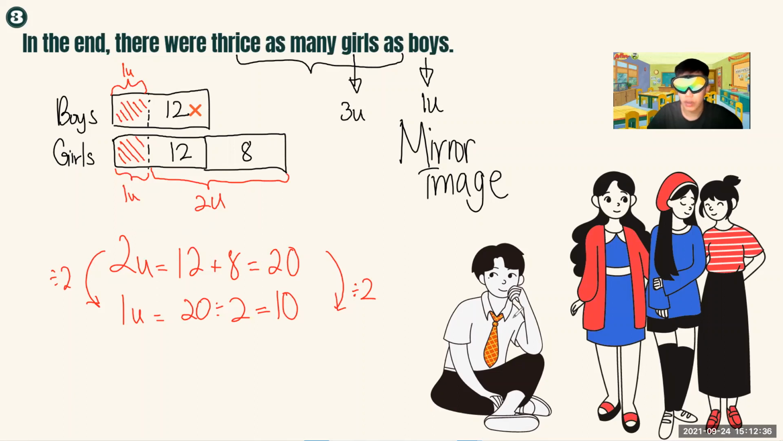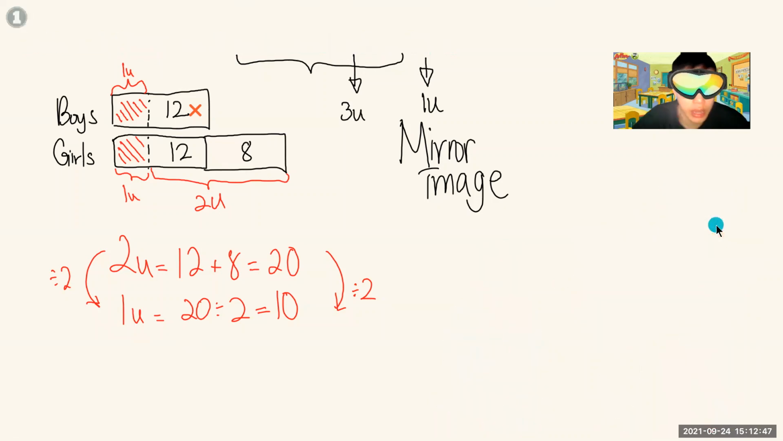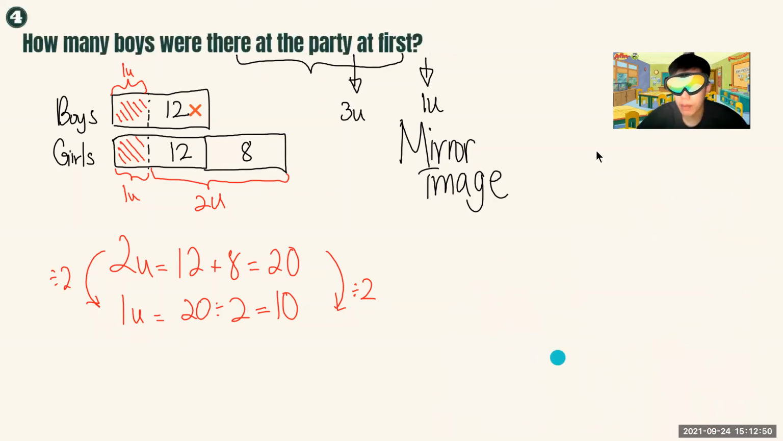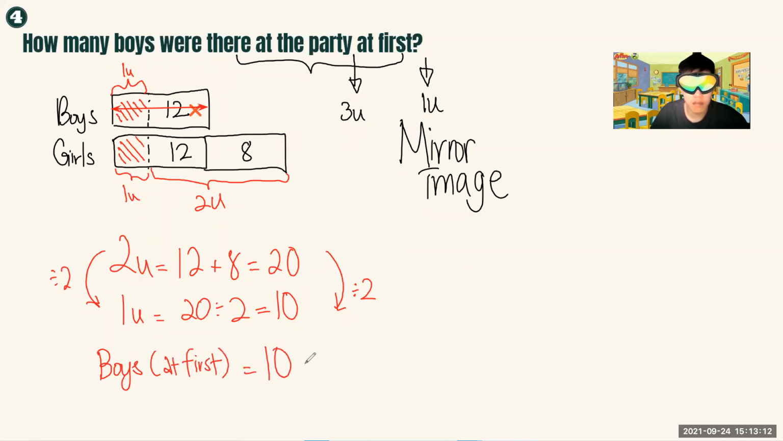Once you're done with this, you can read the question. Every time you find your 1 unit, this 1 unit is actually your green light to read the question. So let's read the question together. How many boys were there at a party at first? So at first, it's actually from here all the way to here. Do you agree? So you are going to write down boys at first equals 1 unit, which is 10 plus 12. Therefore, your answer should be 22 boys.